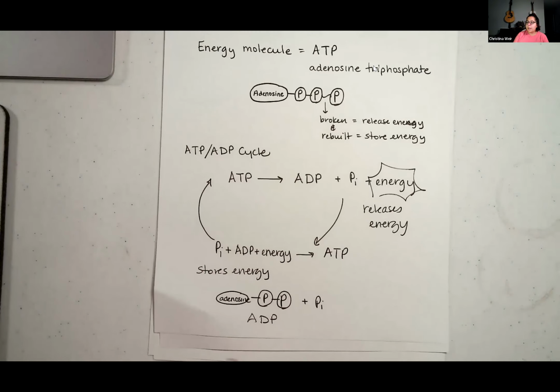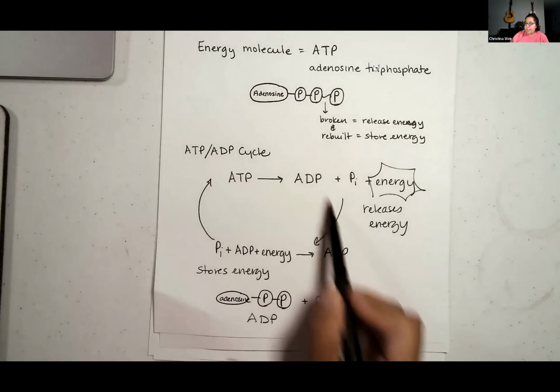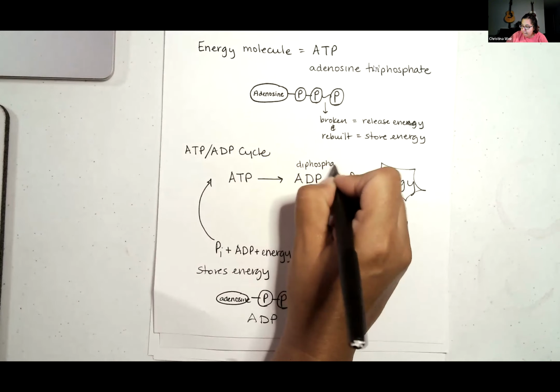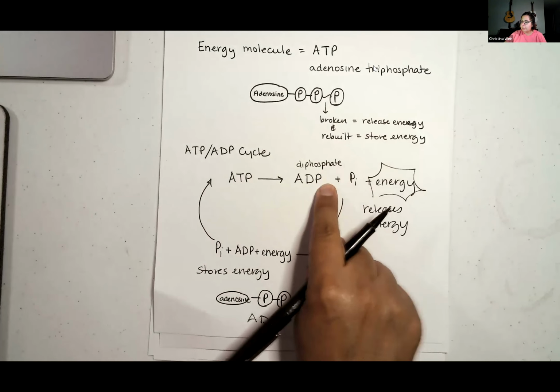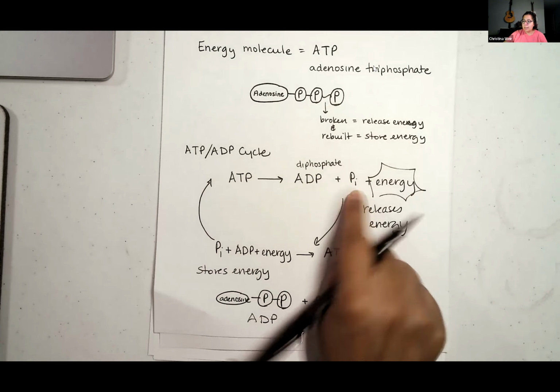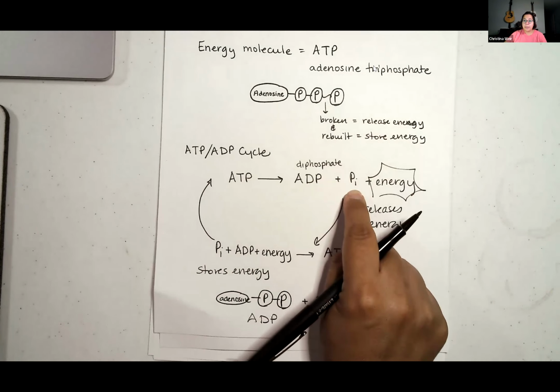Here we go. So this is what you'll see questions on as part of this chapter, this idea of when you break down ATP, what do you get? Adenosine diphosphate instead of triphosphate. You get a free or something that's not linked together, inorganic phosphate, and energy. When you put those three back together, you link that free phosphate back to make ATP.